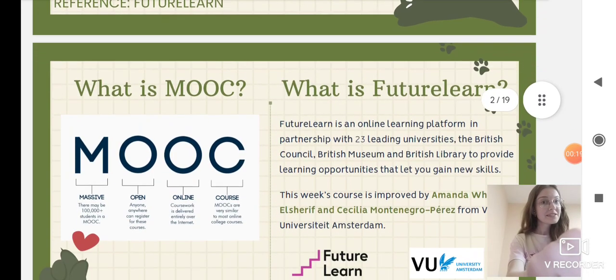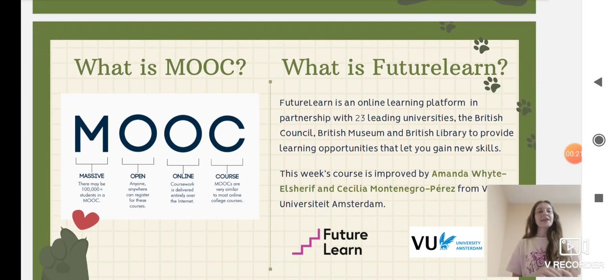And let's start with what is MOOC and FutureLearn. MOOC is a massive online course platform where you can find any type of course, and as you may remember, FutureLearn is one of those. FutureLearn is an online learning platform in partnership with 23 leading universities, the British Council, British Museum, and British Library to provide learning opportunities that let people gain new skills. And this week's course is provided by Amanda White Alsheriff and Cecilia Montenegro Perez from British University, Amsterdam.